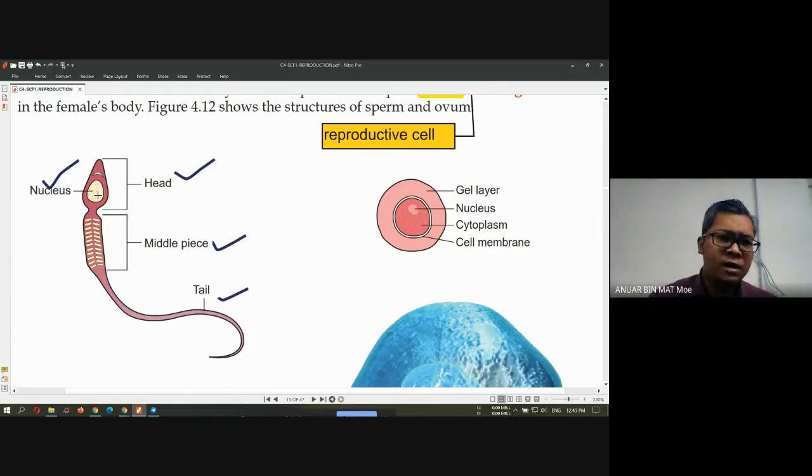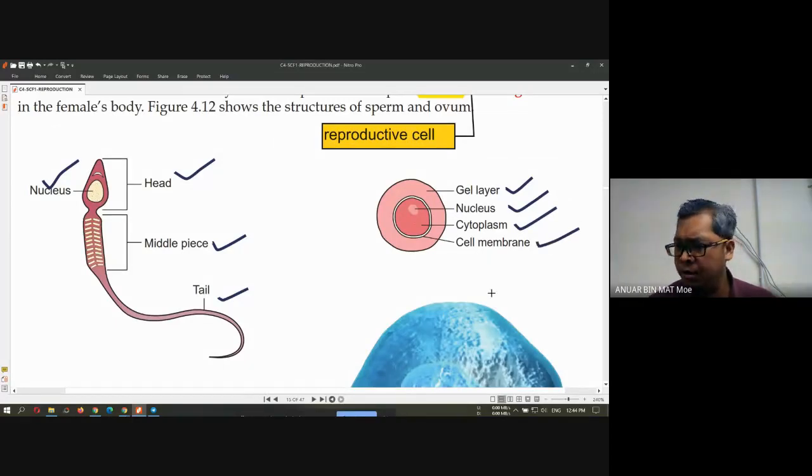Okay, your height, for example, your face shape, your type of hair, what else? The skin color, the hair color, everything genetic, what we call a variation of the genetic information of you, will start in the nucleus of the gamete, right? So for the ovum, we have gel layer, nucleus, cytoplasm, and cell membrane. Just four parts of the ovum.